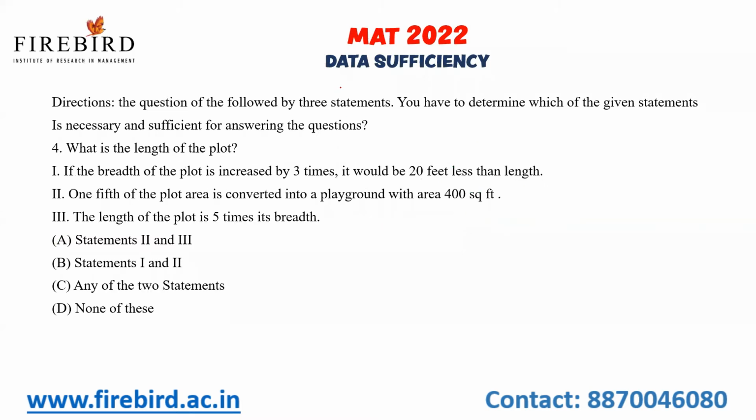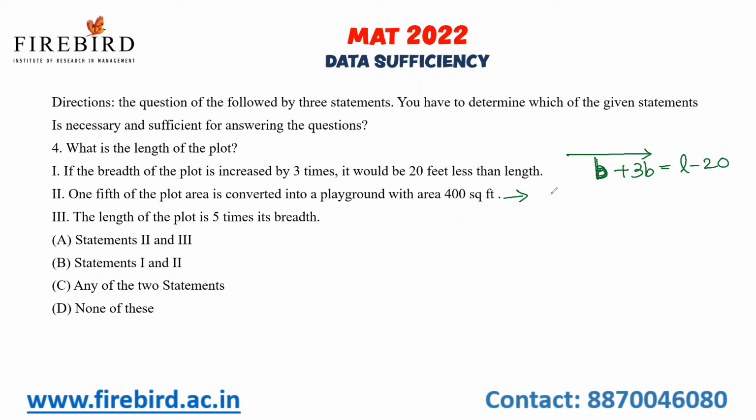Now see here. What is the length of the plot, is the question, right? If the breadth of the plot is increased by 3 times, breadth plus 3b, it would be 20 feet less than length. It will be equal to L minus 20. This is the first equation. Next equation: 1/5 of the plot area is converted into a playground with area 400 square feet.